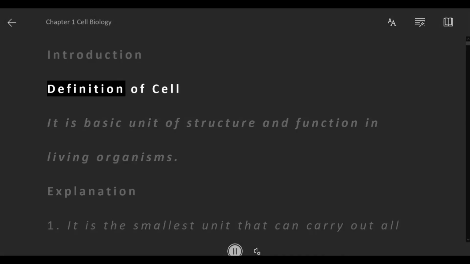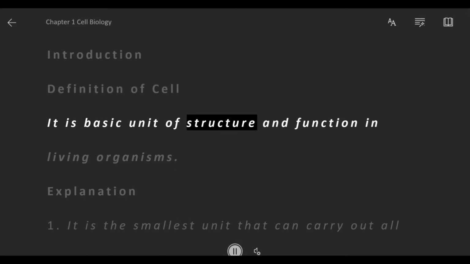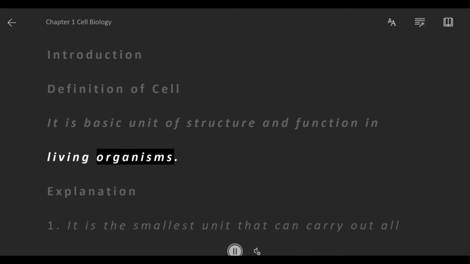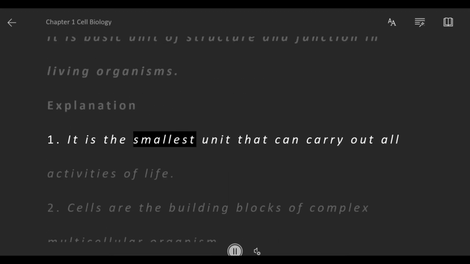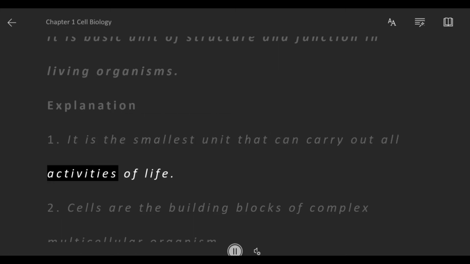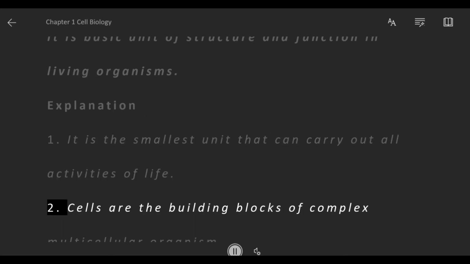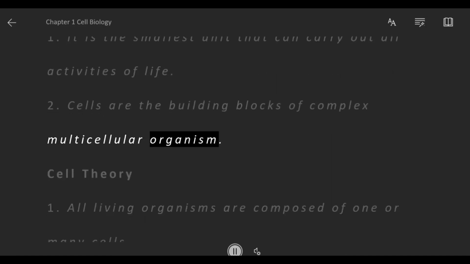Introduction. Definition of cell. It is the basic unit of structure and function in living organisms. Explanation. 1. It is the smallest unit that can carry out all activities of life. 2. Cells are the building blocks of complex multicellular organisms.